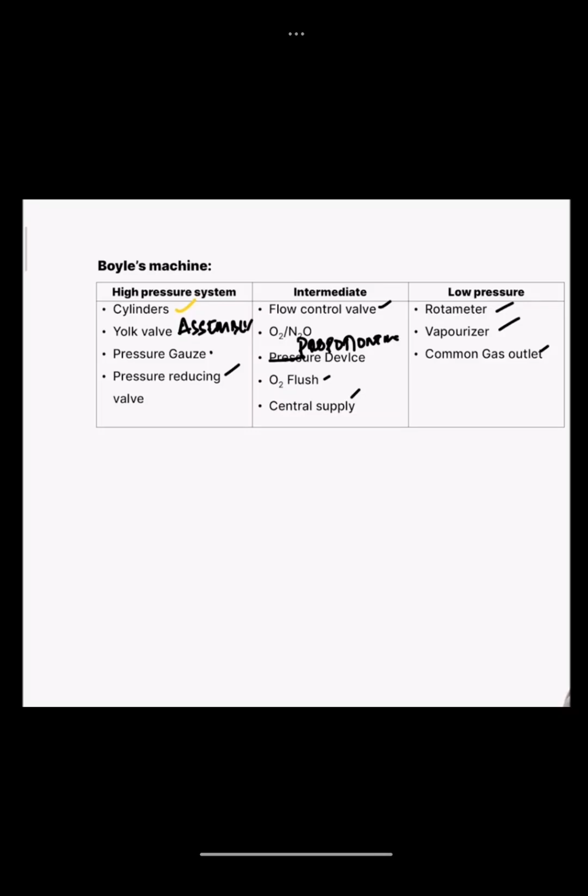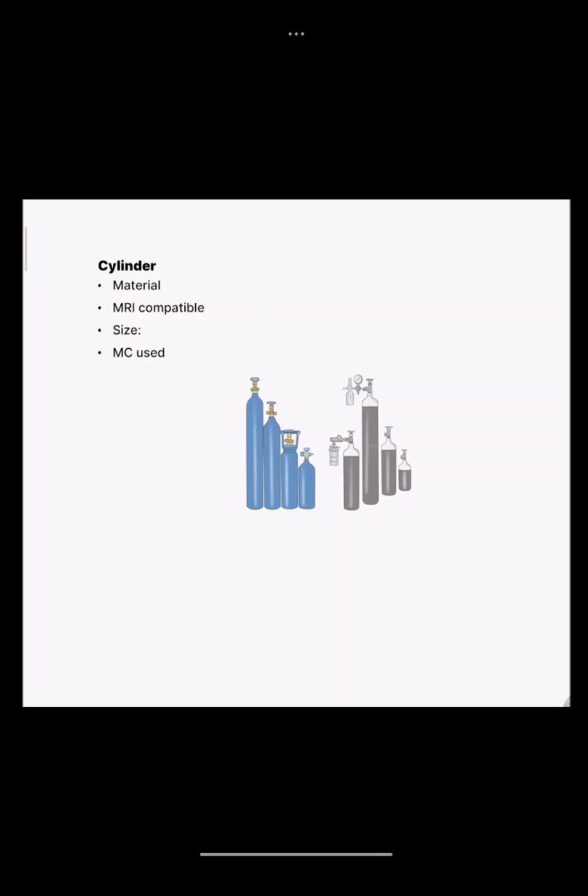Now coming to the parts of the machine, the main part of the machine, which is called the cylinder. When we are talking about cylinder, guys, what we need to remember is that the cylinder basically stores the gases which are essential for the patient. What gases? Oxygen is there, nitrous is there. Now this cylinder is made up of what material? It is made up of two types of material. One is the most commonly used material, which is called molybdenum, which is basically a non-MRI compatible cylinder. You cannot take the cylinder into the MRI room.